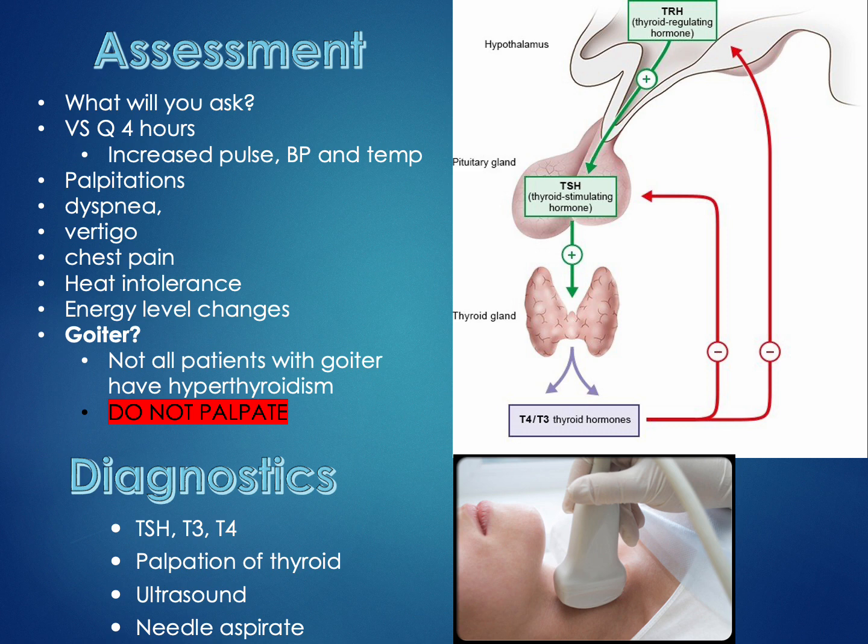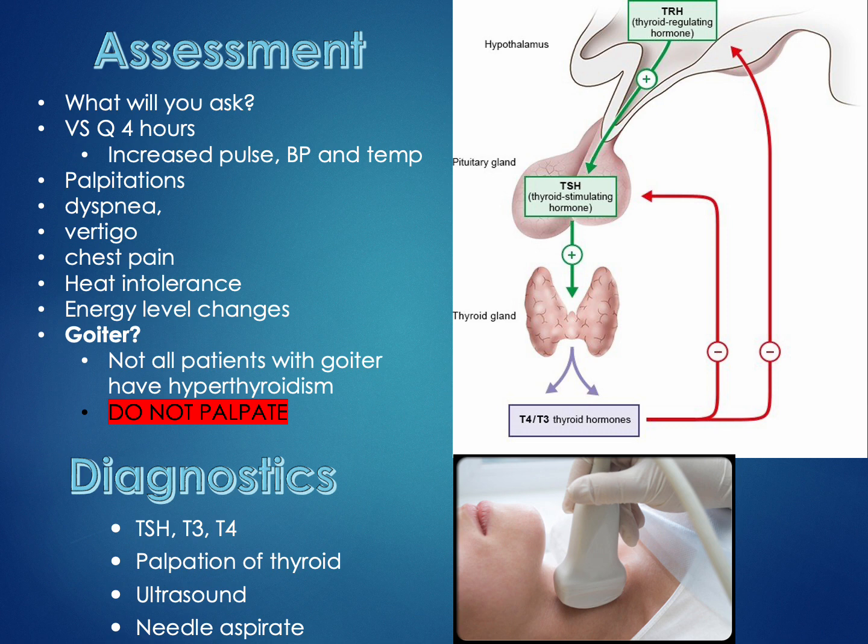A radioiodine uptake and thyroid scan may be performed to evaluate the size of the thyroid gland, the position, and its function. You can also do an ultrasound of the thyroid gland to determine the size of the thyroid gland and to see if there's any masses or nodules there.